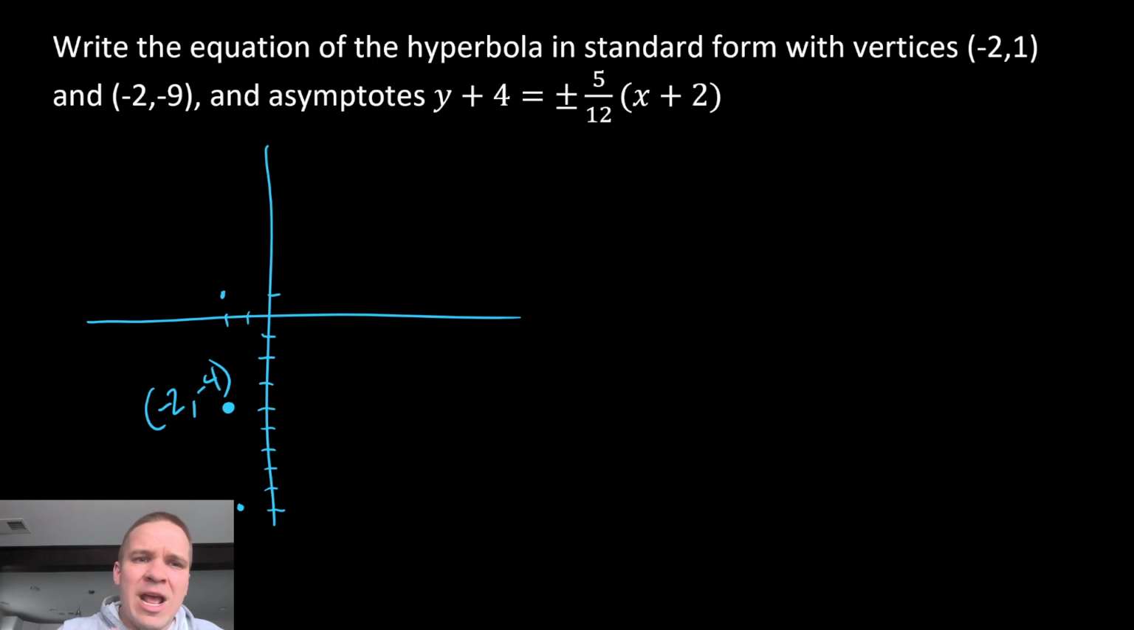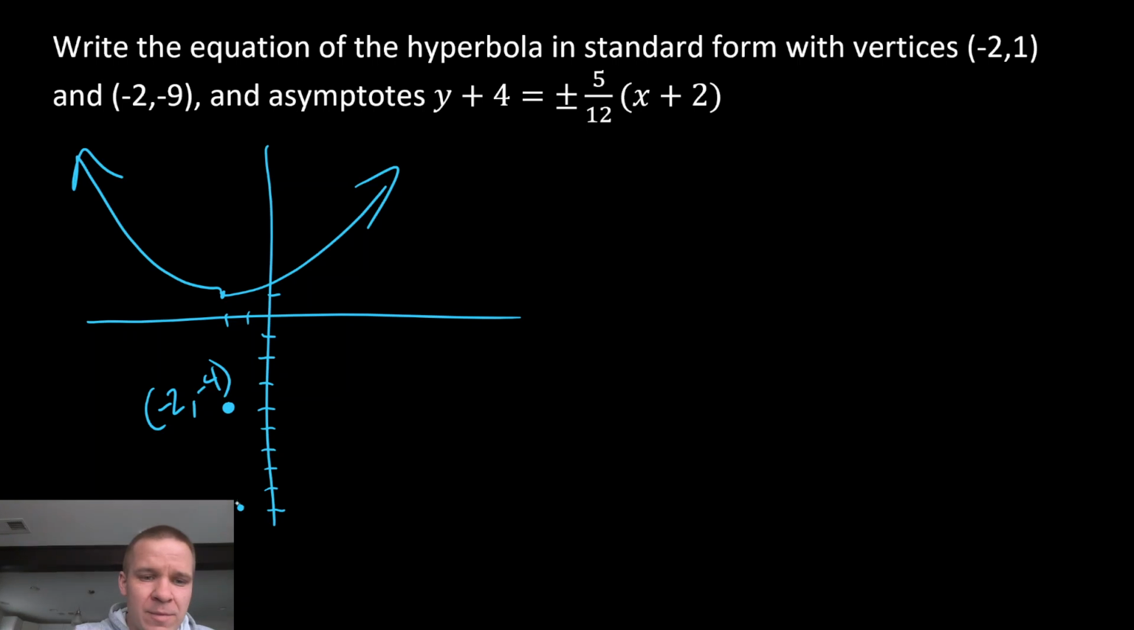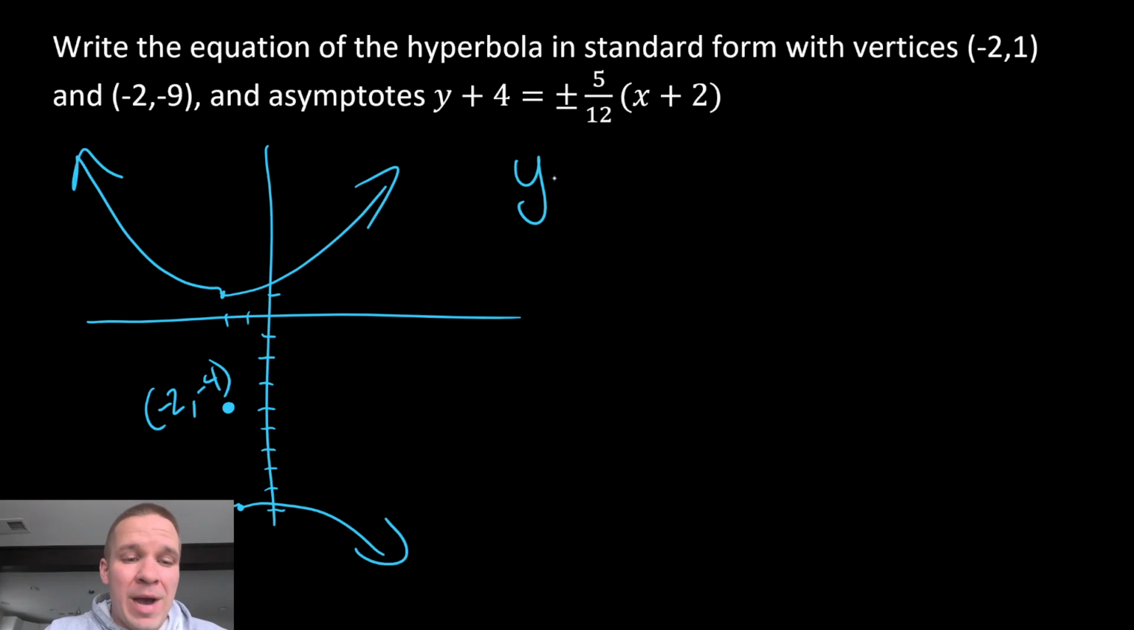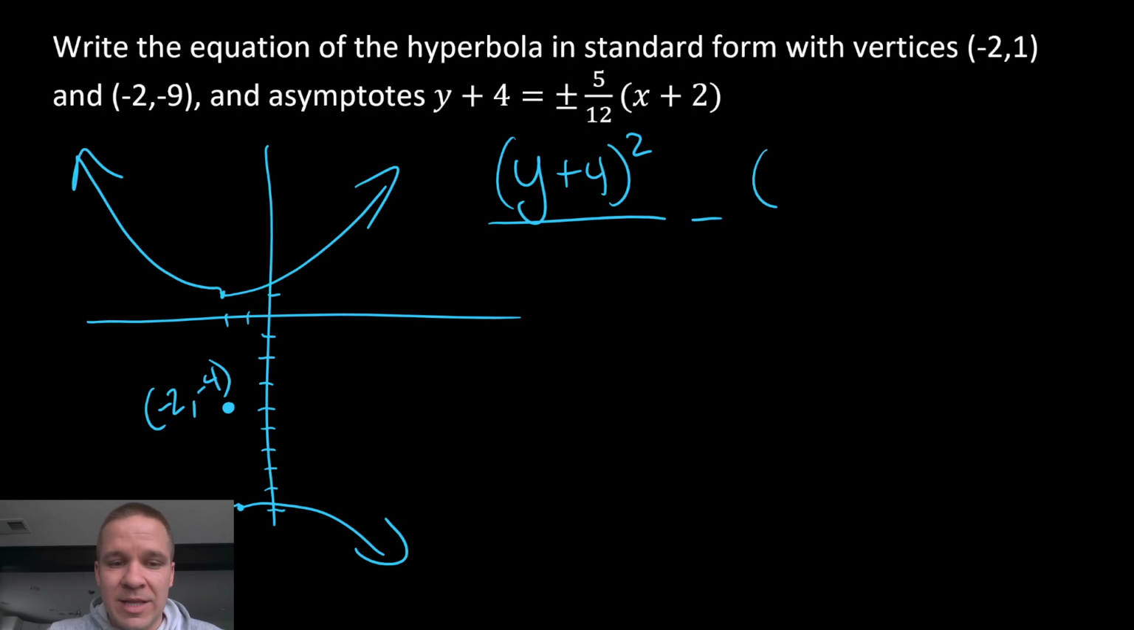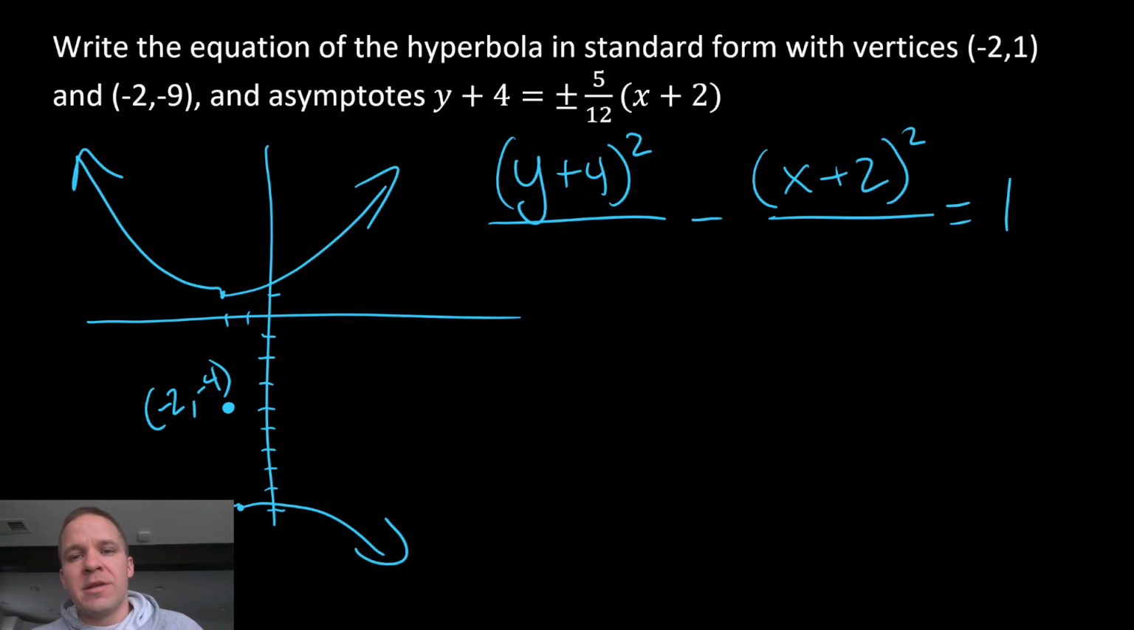Let's jot this down. Is it opening up and down or left and right? Well, it's actually going to be opening up and down because my vertices are above each other, right? Not left and right from each other. Anyways, lovely, so that's how it looks. So this means it's going to be y to start, and minus -4 is plus 4, quantity squared over something, minus the x. So x minus -2 is plus 2, quantity squared over something. And I don't know what that something is just yet. And of course, that all equals 1.